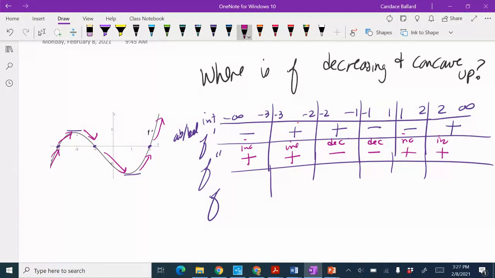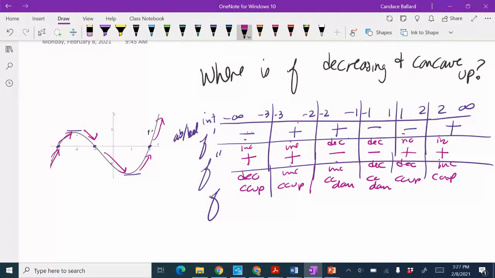All right, so now I'm going to figure out what the plus and the minus means. So minus on first derivative means decreasing, and plus on second derivative means concave up. So all the pluses are going to be increasing in that first row, and all the minuses are going to be decreasing. And then in the second row, my pluses are going to be concave up, and my minuses are going to be concave down.